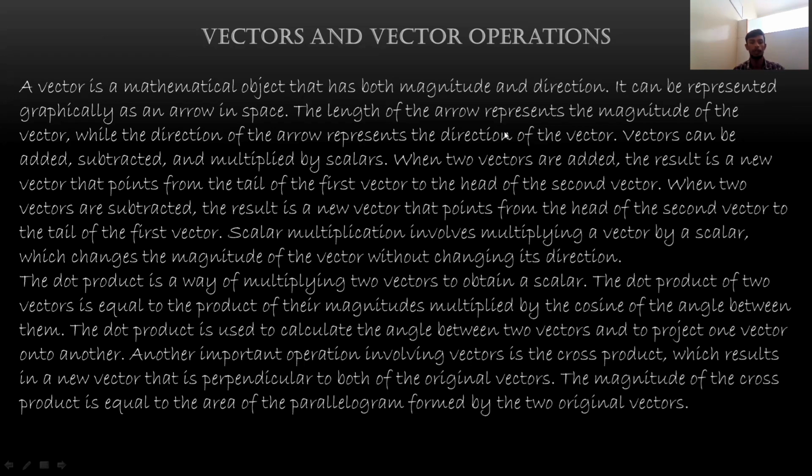Another important operation involving vectors is the cross product, which results in a new vector that is perpendicular to both of the original vectors. The magnitude of the cross product is equal to the area of the parallelogram formed by the two original vectors.